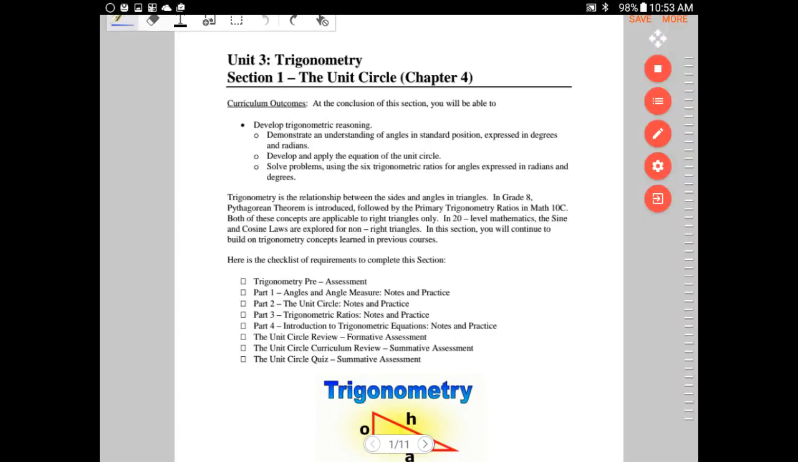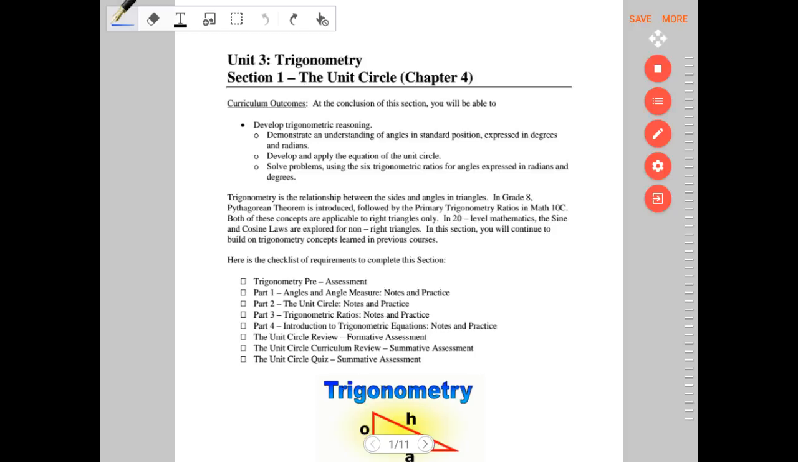Welcome to Unit 3, Trigonometry. This is Section 1 on the unit circle, which is in Chapter 4 of your pre-calculus textbook. At the outcome of this chapter, you should be able to develop trigonometric reasoning. To do so, you will have to develop an understanding of angles in standard position expressed in both degrees and radians, develop and apply the equation of the unit circle, and solve problems using the 6 trig ratios for angles expressed in radians and degrees.